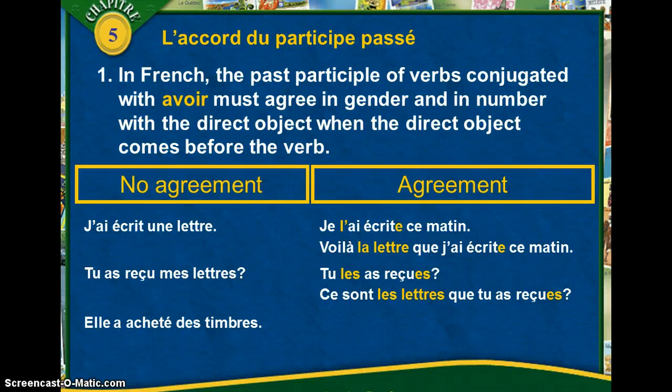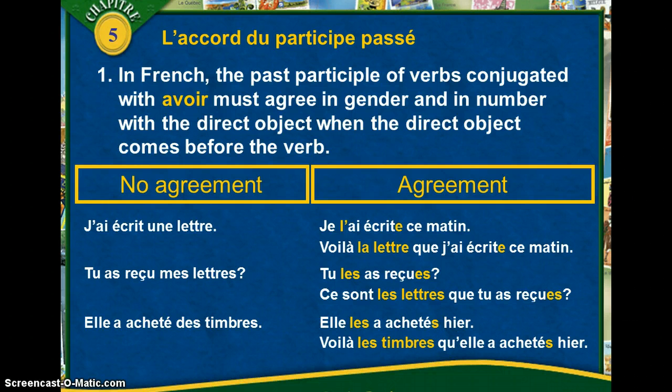Here's our last example. Elle a acheté des timbres. And you would say she bought them. Elle les a achetés. We have that agree. Here we have voilà les timbres qu'elle a achetés hier. So we still have the word in there, but it comes before the verb.